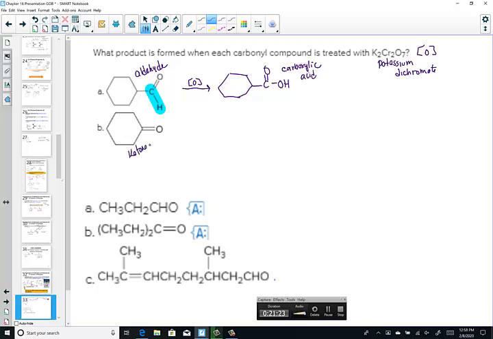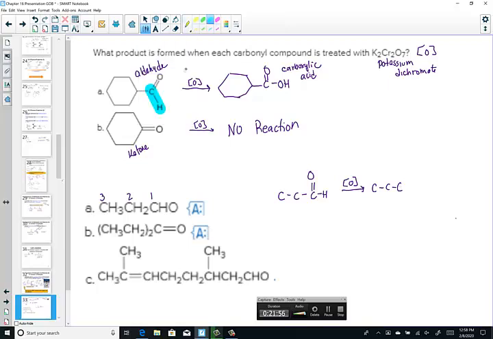Here we have a ketone. A ketone, because it has no carbon to hydrogen bond, will not be oxidized. Let's look at letter A. I have a 1, 2, 3 carbon chain. Carbon number 1 is an aldehyde. Sitting on the arrow is potassium dichromate, which can be abbreviated just simply using an O for oxidizing agent. An aldehyde does indeed have a CH bond right here, and that is the site of oxidation, turning my aldehyde into a carboxylic acid.